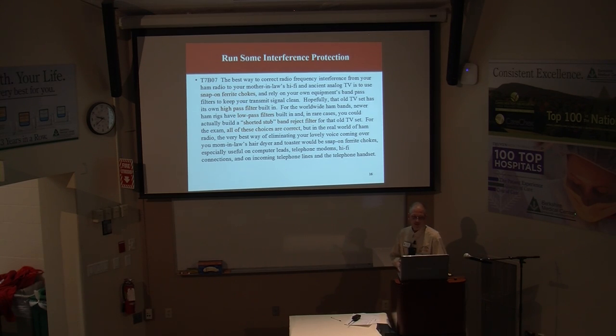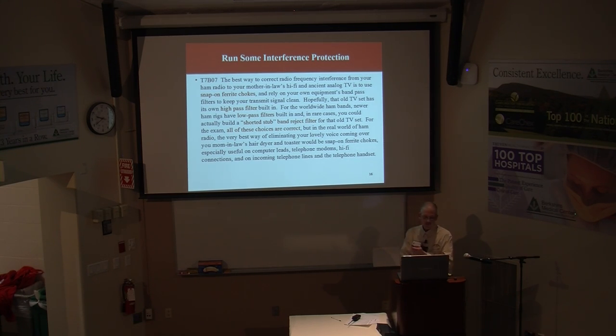The best way to correct radio frequency interference from your ham radio to your mother-in-law's hi-fi and ancient analog TV is to use a snap-on ferrite choke and rely on your own equipment's bandpass filters to keep the transmit signal clean. Hopefully that old TV set has its own high-pass filter built in.